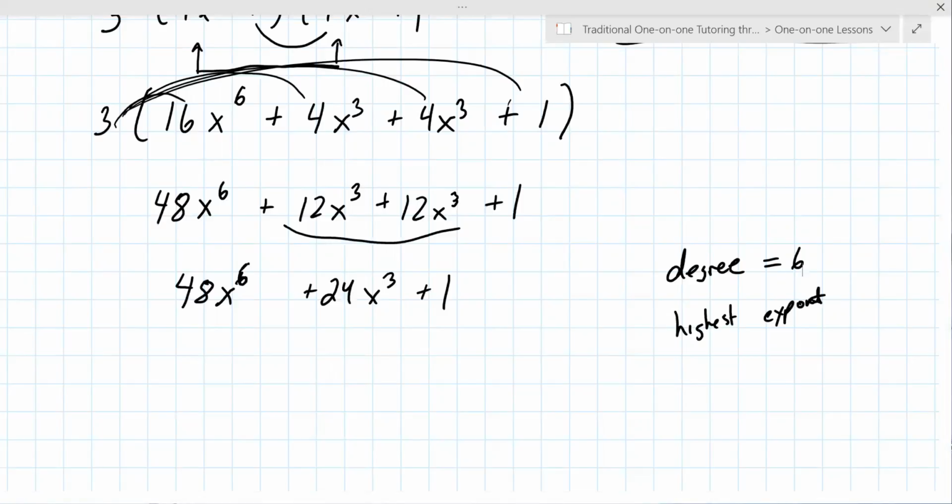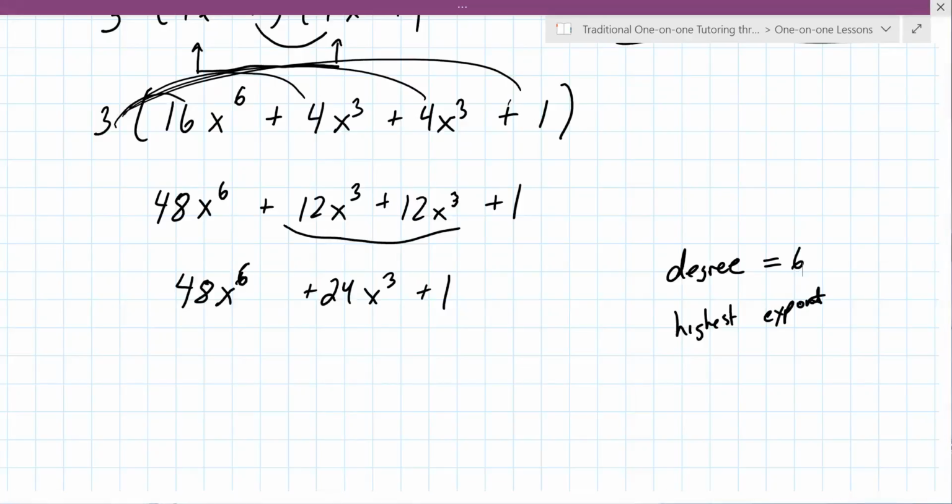I didn't know that's what the degree meant. Yes, it's the highest exponent. It could be 0 up to any exponent that you see. Okay. Makes sense. All right.